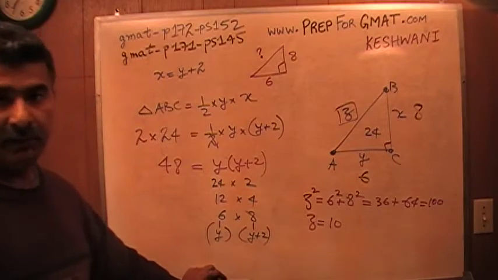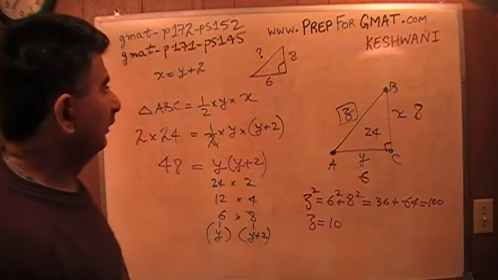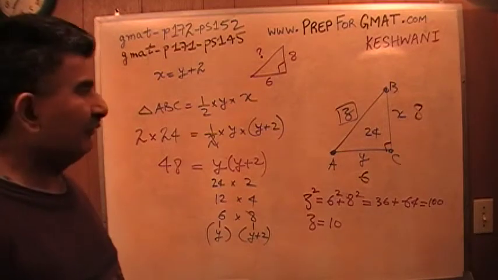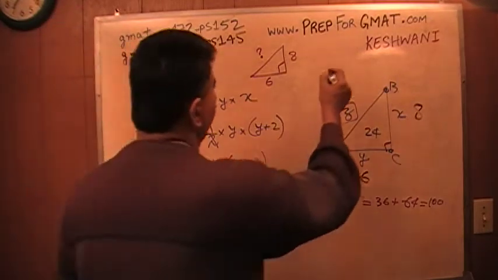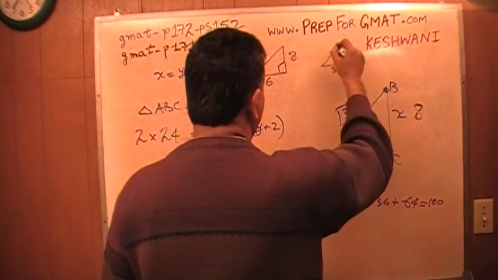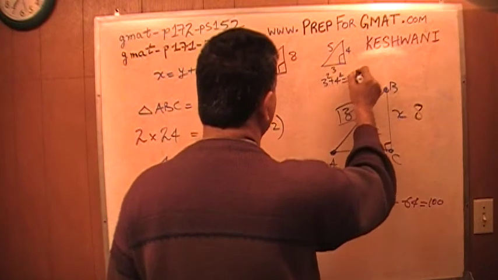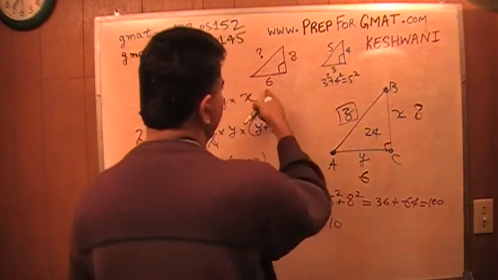This is a special kind of triangle. This is a triangle that you should know. This is what is known as a 3-4-5 triangle. A 3-4-5 triangle is so called because 3 squared plus 4 squared equals 5 squared, which is the hypotenuse.